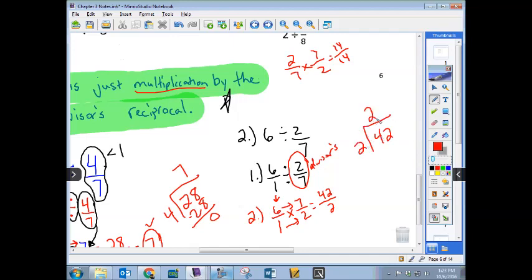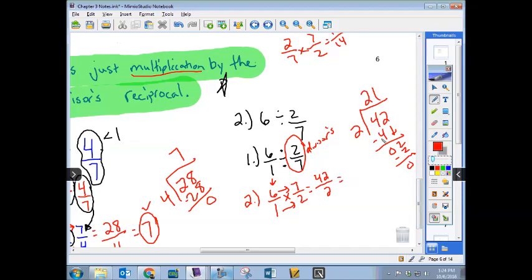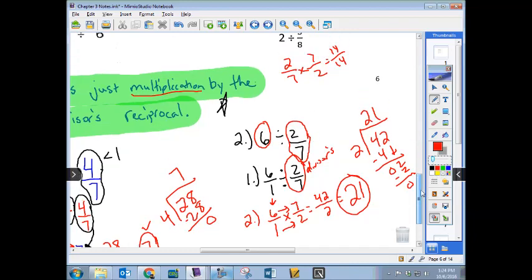2 goes into 4 2 times. Multiply around. Bring down your 2. 2 goes into 2 1 time. Again, we do not have a partial. We don't have a remainder at all. We know that the answer would be 21. Again, kind of mind-blowing, because you started with 6. How could I start with 6, divide something, and get something larger? Again, because your group size is actually less than 1. Okay? Everybody got that? Probably not, but we will get to it.